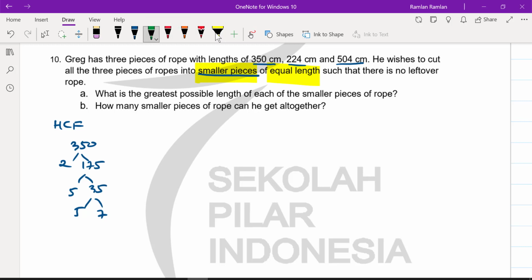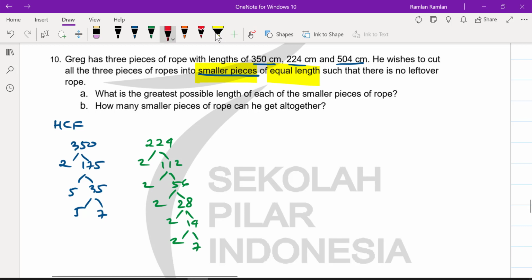The next one is 224. Divide this by 2, you get 112. Divided by 2 again, you get 56. Divided by 2 again, you get 28. By 2 again, you get 14. By 2 again, you get 7.